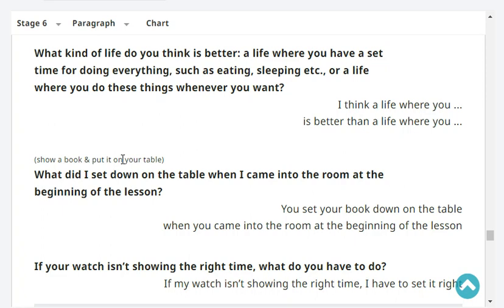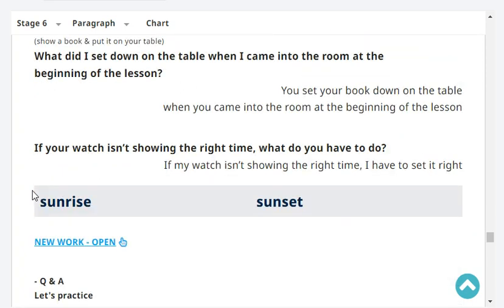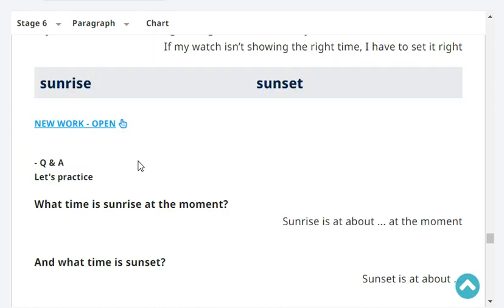What did I set down on the table when I came into the room at the beginning of the lesson? You set your book down on the table when you came into the room at the beginning of the lesson. If your watch isn't showing the right time, what do you have to do? If my watch isn't showing the right time, I have to set it right. Very good.